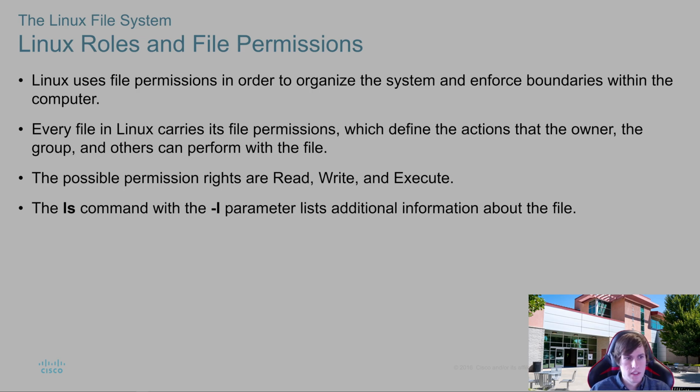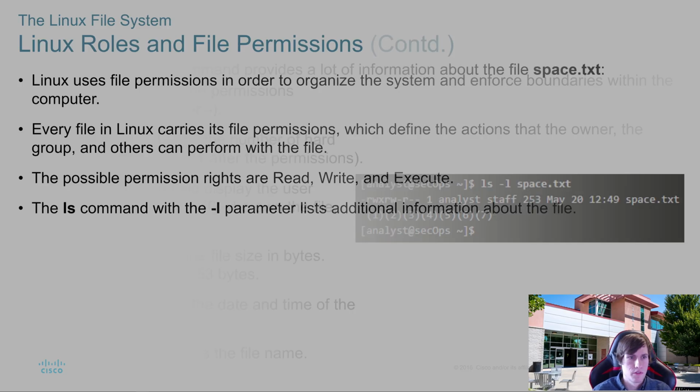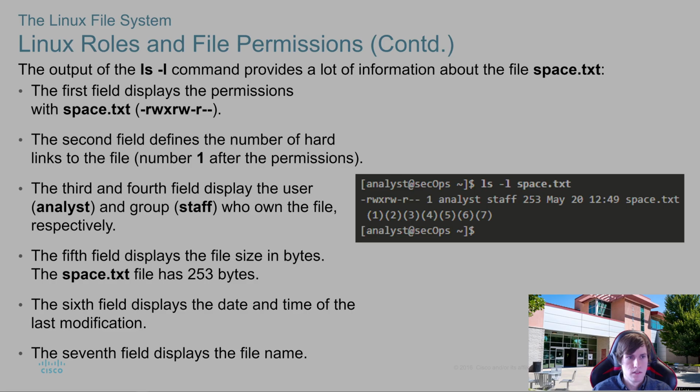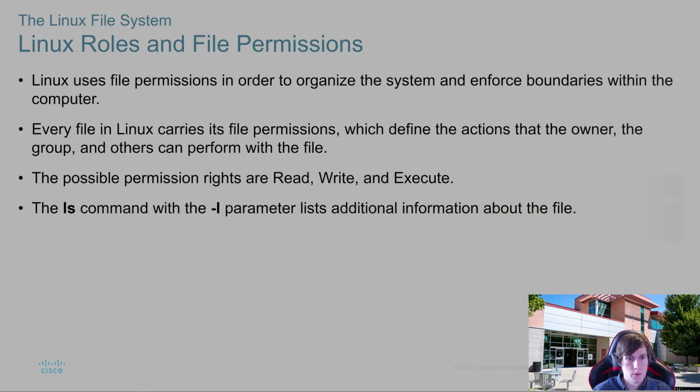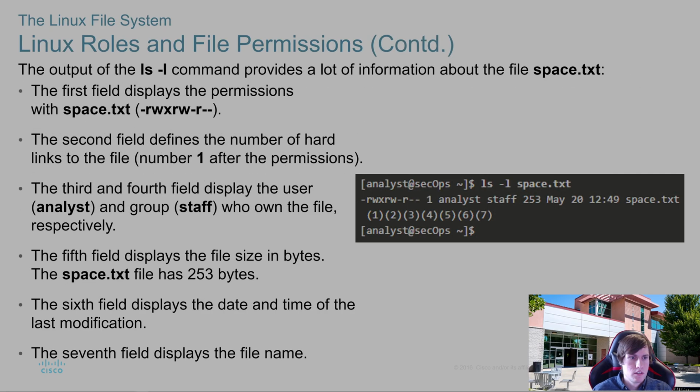So the ls command, or list command, with the parameter of -l lists additional information about the file. So the output of the ls -l command provides a lot of information about the file space.txt. You can see here we have the dash rwx rw dash r dash dash. We're going to talk about what that means exactly, but if you notice those three words, read, write, execute, read, write, execute, those are the letters we use as our shorthand.